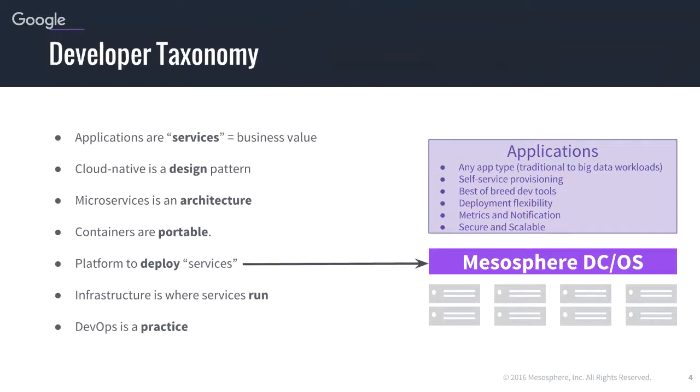Just to level set, when I think about the taxonomy, about how we think about these workloads, we think of applications as services primarily, and services are what deliver the business value to the customer. When people think about cloud native, we think about it as a design pattern in how you build apps. You can have monoliths that are cloud native. Microservices are an architectural pattern. Containers obviously are very, very portable. And the platform, which is what we do here, is what you would use to actually deploy your services. And we take care of the underlying deployment onto the infrastructure and having it run. Infrastructure is really where your services run. DevOps is just a practice of software development.